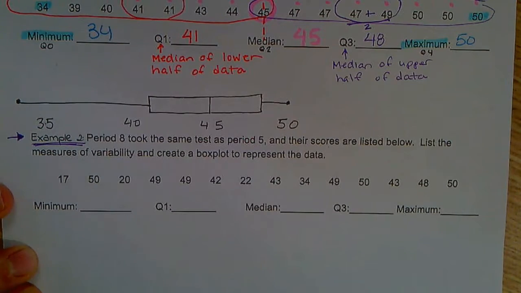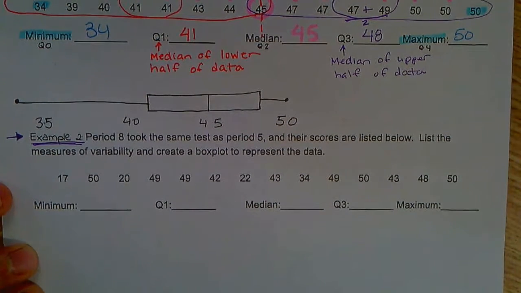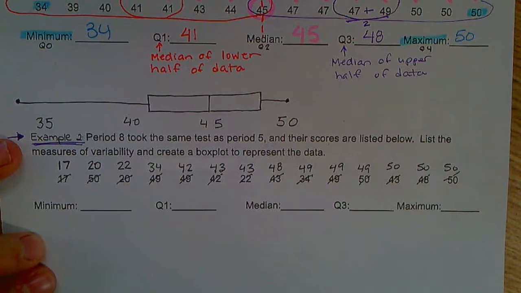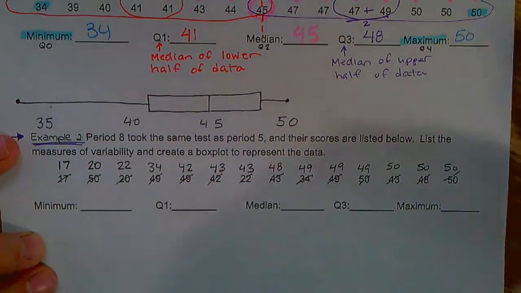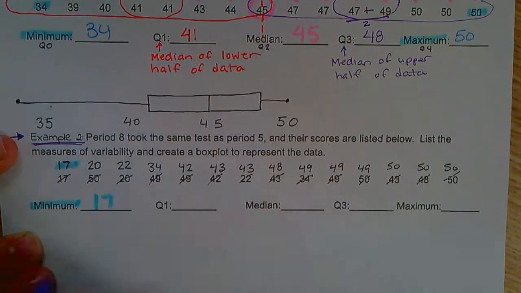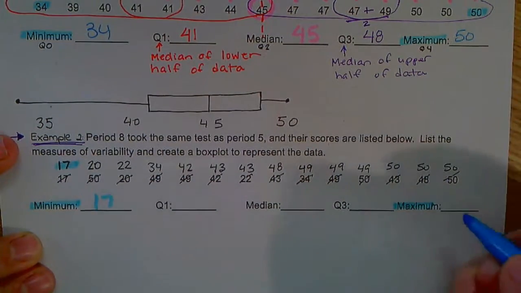Example 2 says that period 8 took the same test as period 5, and their scores are listed below. So I've got mine in order from least to greatest already. If you need to copy that down, pause the video right now and copy that down. We're going to follow the same exact steps that we did for the first one. We'll start by finding our minimum, which this time is 17, and our maximum, which once again is 50.